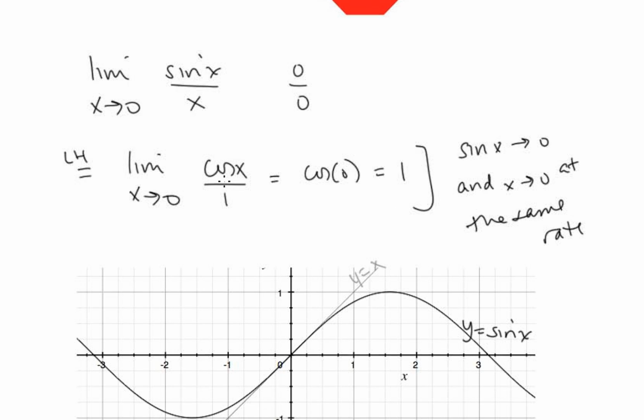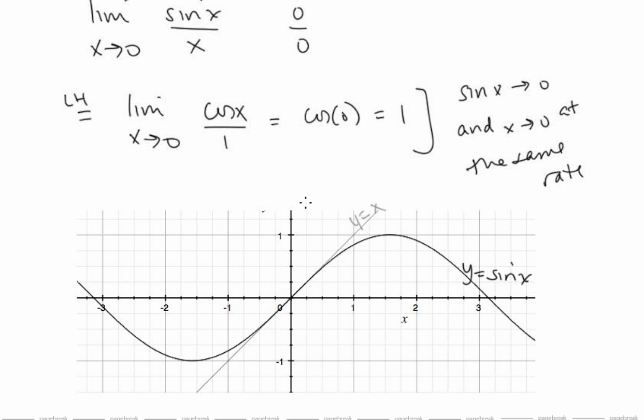So let's take a look at what's happening here with y equals sine x and y equals x. As x is going towards 0 from both sides, notice that sine x and x go to 0 at the same rate. They have the same slope here. In fact, y equals x is the tangent line to y equals sine x at x equals 0. So they're going to 0 at the same rate. And that's how we can interpret this limit being equal to 1.